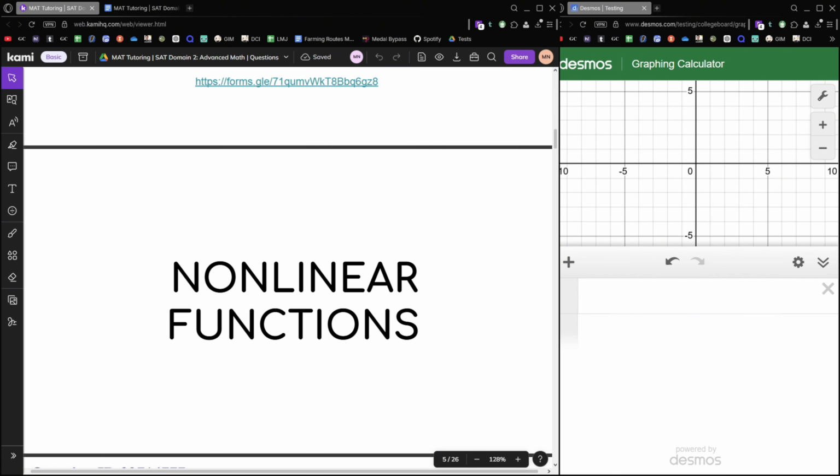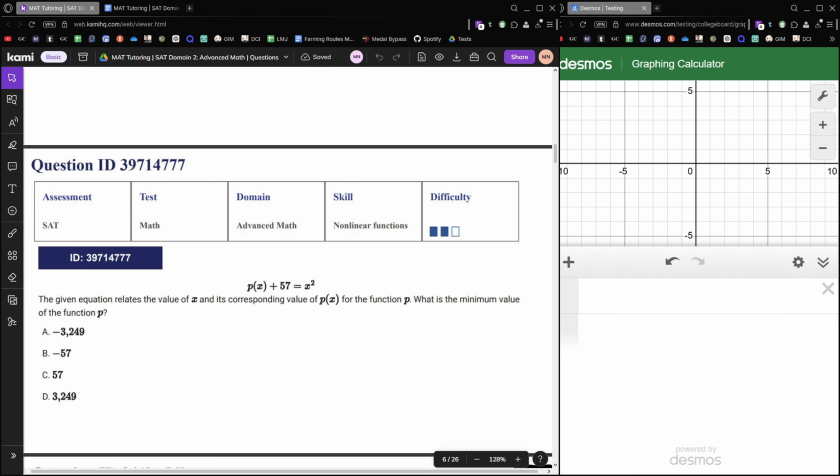Here we go with our first topic and question. They give us this function, p of x, and ask us for the minimum value. First up, you should know that f of x is pretty much the same thing as y. And same thing here, p of x is going to function the same as y. So when we go ahead and type this in Desmos, you can just replace p of x with y. Let's go ahead and do that.